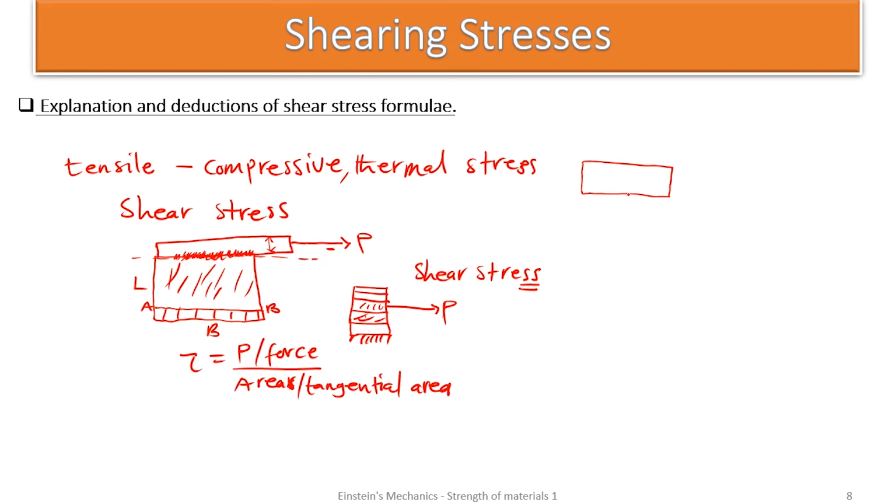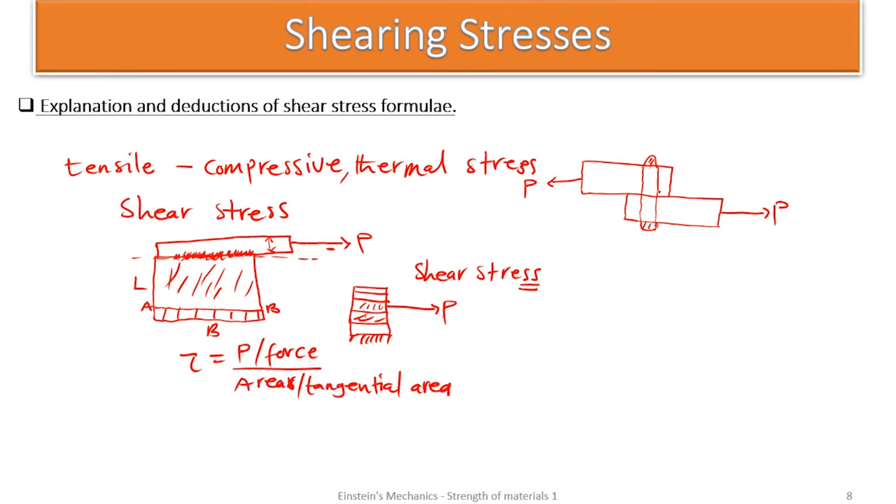So for example, if I have a bar like this, which is going to be in a shear. Let's assume I have two bars, this bar, and they're being joined by a rivet. So a rivet, they are being glued by a rivet. So I have it this way, and I apply a tensile force P. It is going to cause an opposite force P here.